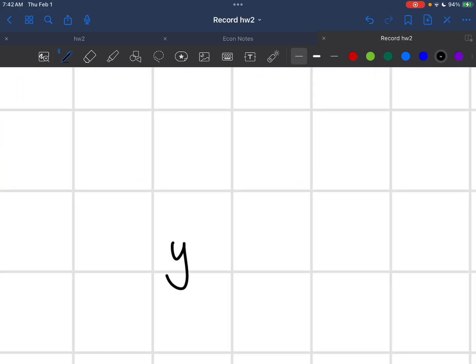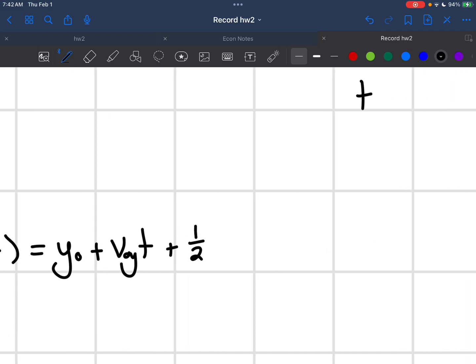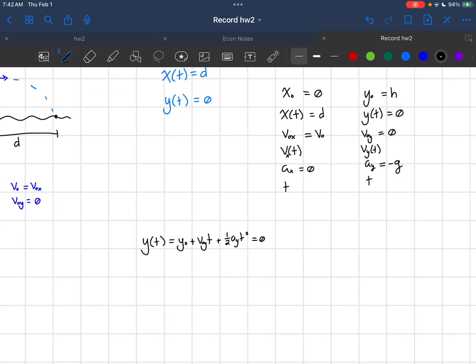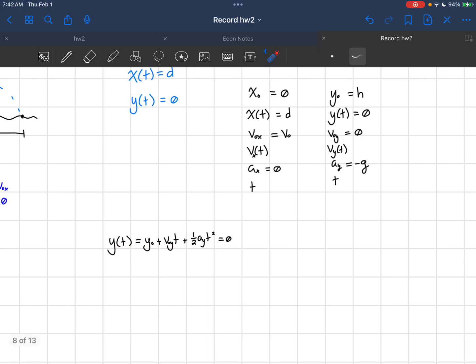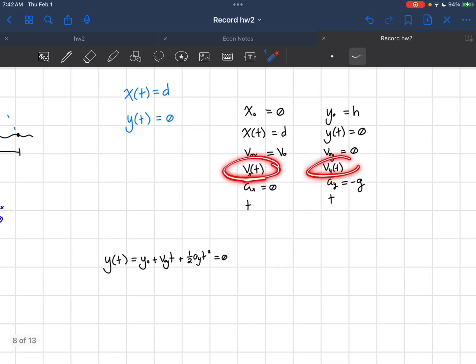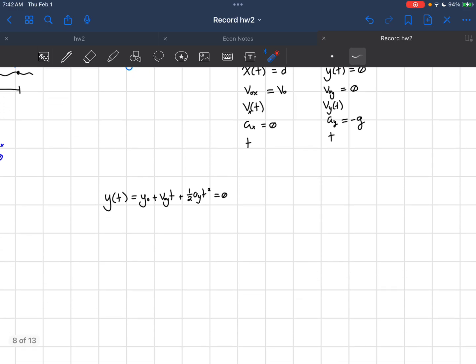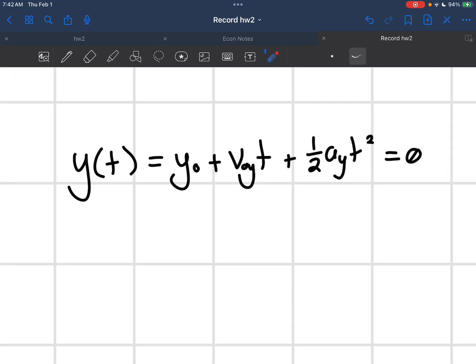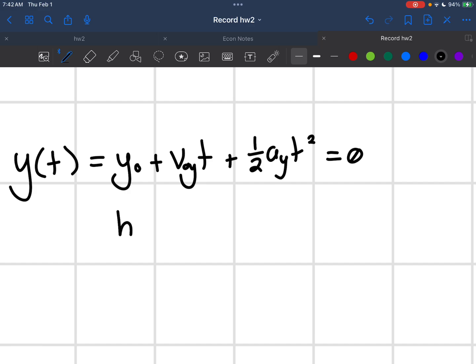So first thing I want to do, find y of t equals y naught plus v naught y t plus 1/2 ay t squared equals 0. And the reason I'm using my position equations instead of any of the other ones, again, is because I don't know and I don't really care about that v final as of right now. So setting that equal to 0, my y naught is h, my v naught y is 0, and my acceleration is minus g t squared.